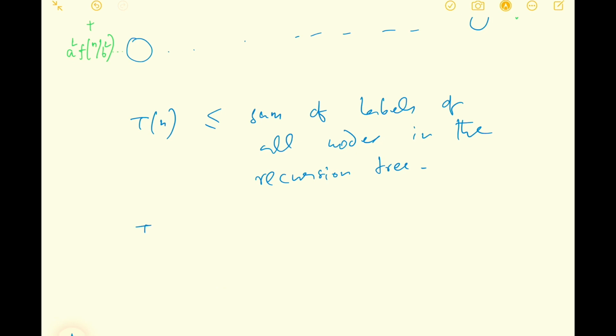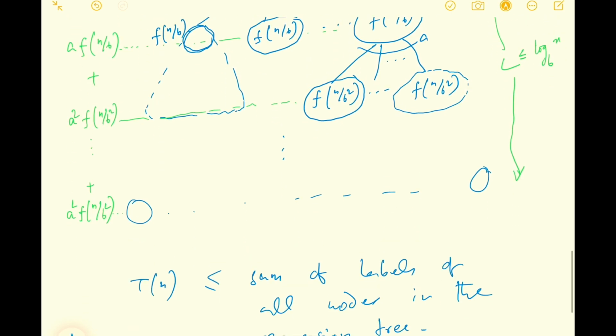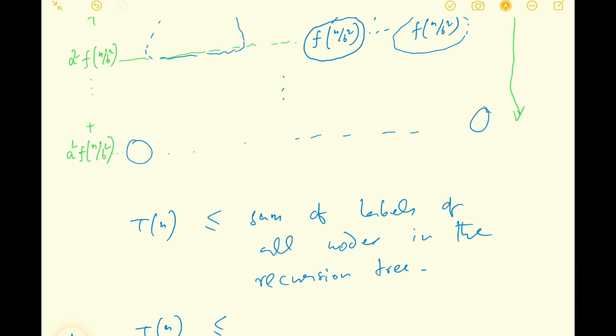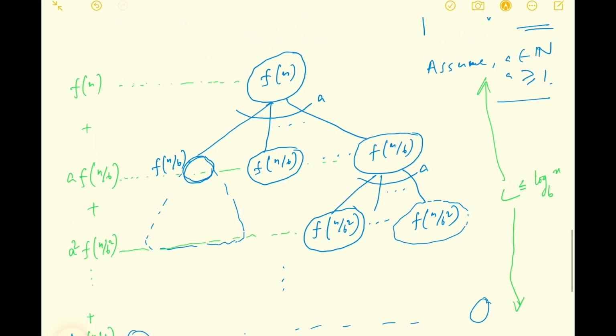So Tn is less than equal to, you can write equal to, but you need to be very careful, and let me not do that. You can simply do less than equal, and anyway we are computing big O of this. We want to know what is the upper bound of Tn.